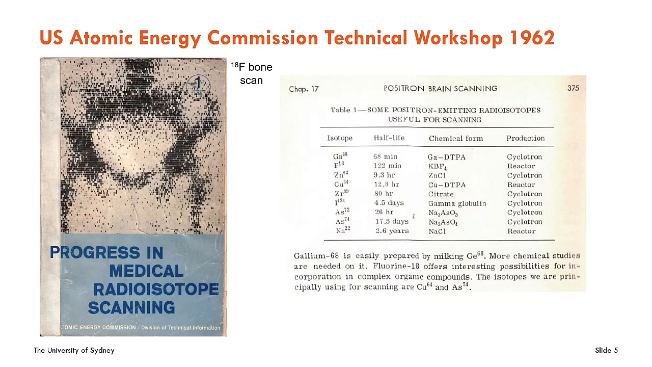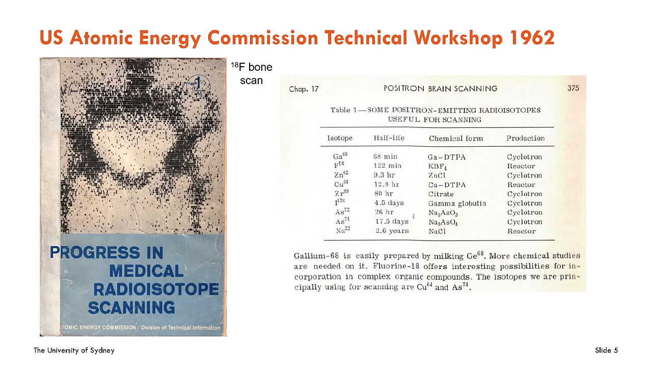The image that you can see here is the cover of a conference proceedings from 1962 from a meeting sponsored by the US Atomic Energy Commission. And the front cover is a bone scan using fluorine-18. So while it's not coincidence detection, or certainly not tomographic, it at least shows the early application of positrons in medicine.